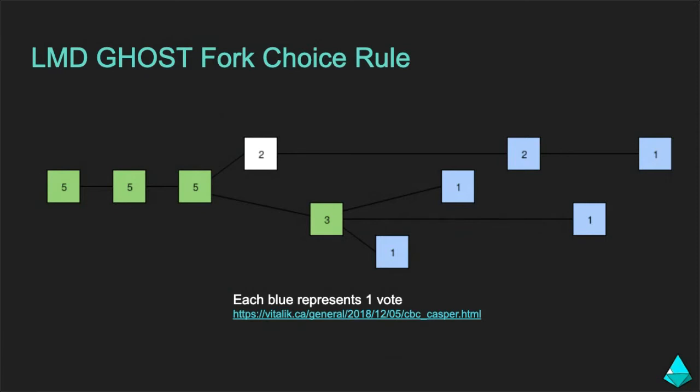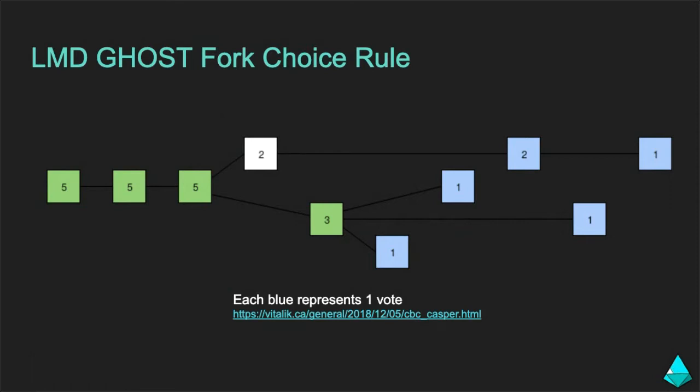And LMD GHOST fork choice has this really nice property. It allows parallel processing. So if you look at the bottom branch, there are 3 blocks, but those 3 blocks are not building on top of each other, but they all still justify the same parent. So that's one nice property about LMD GHOST fork choice.